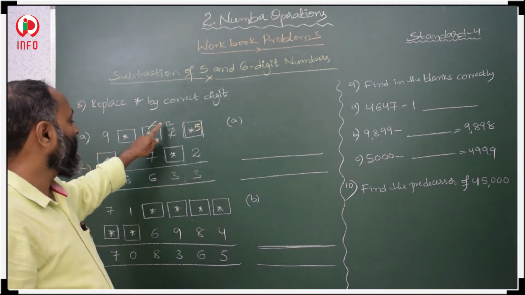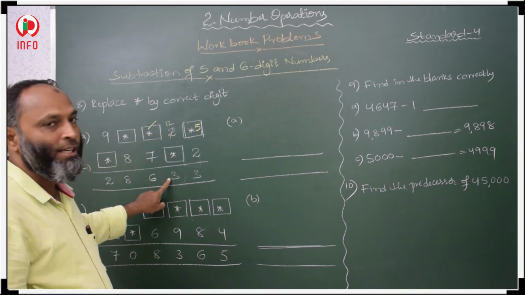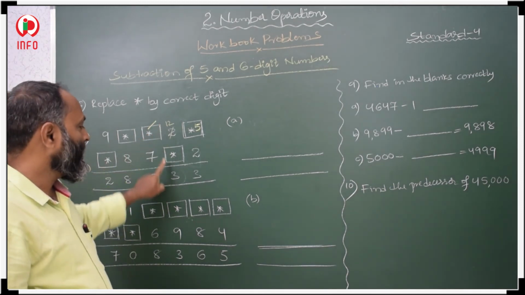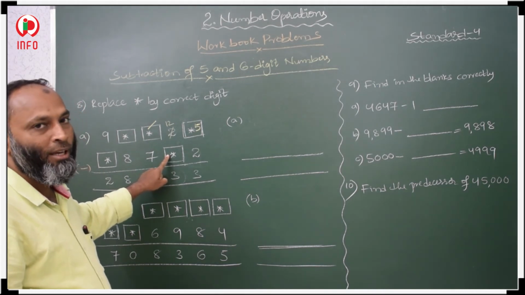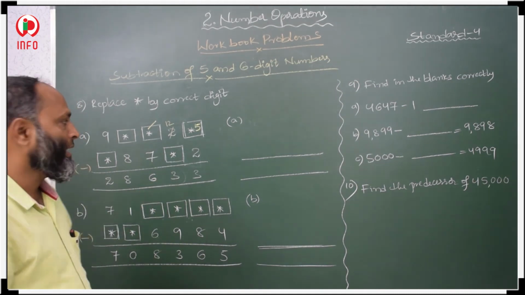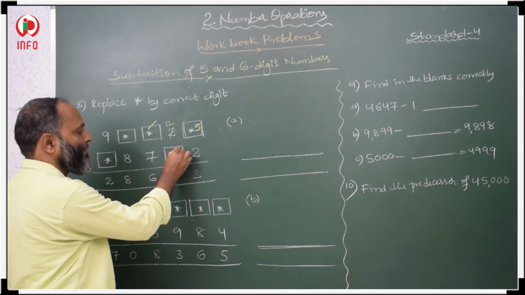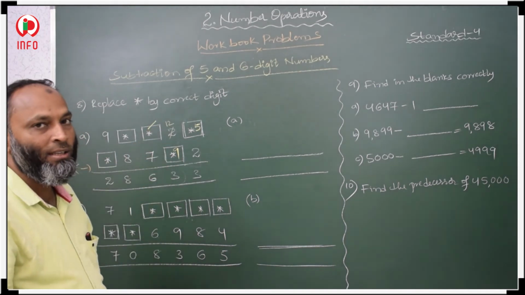Now we will get minuend and difference. If minuend and difference are given, then how to find the subtrahend? We have to make minus. 12 minus 3, 9. Here 9 we will get. It means 12 minus 9 is 3.